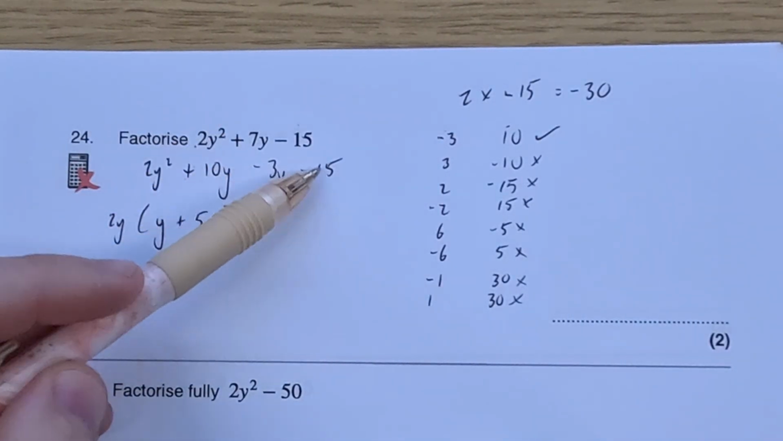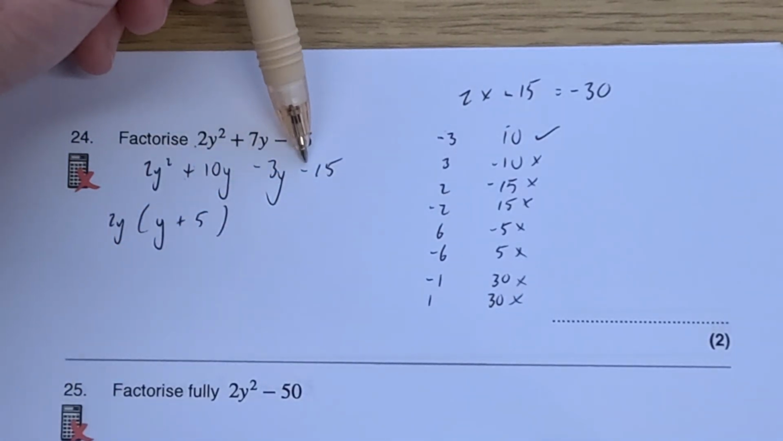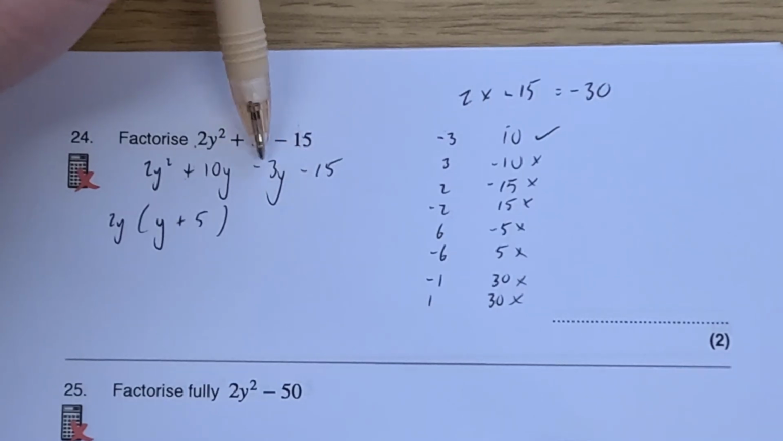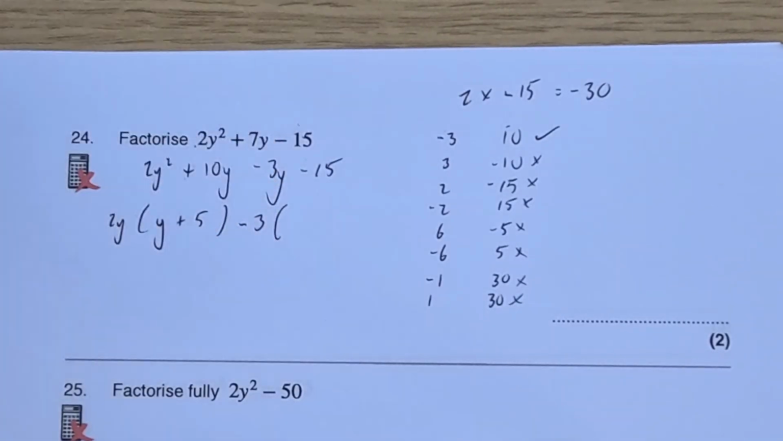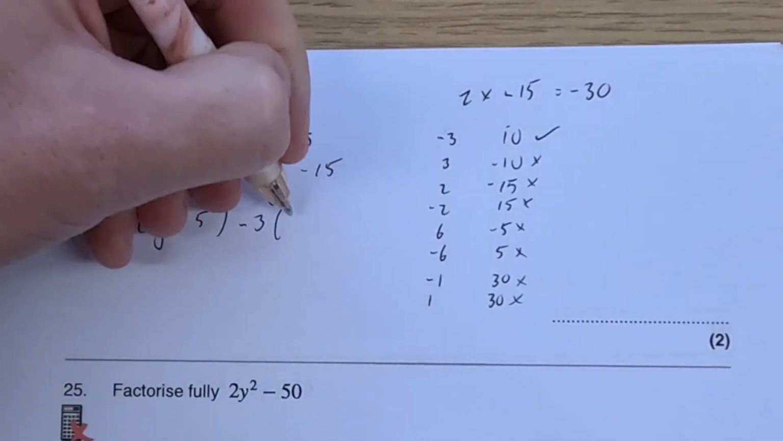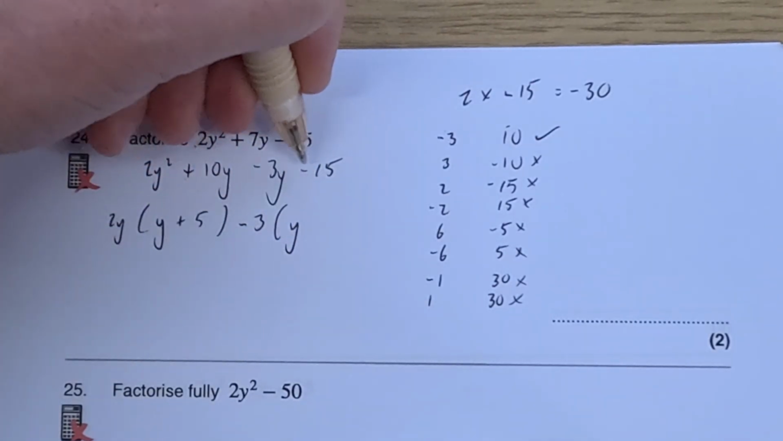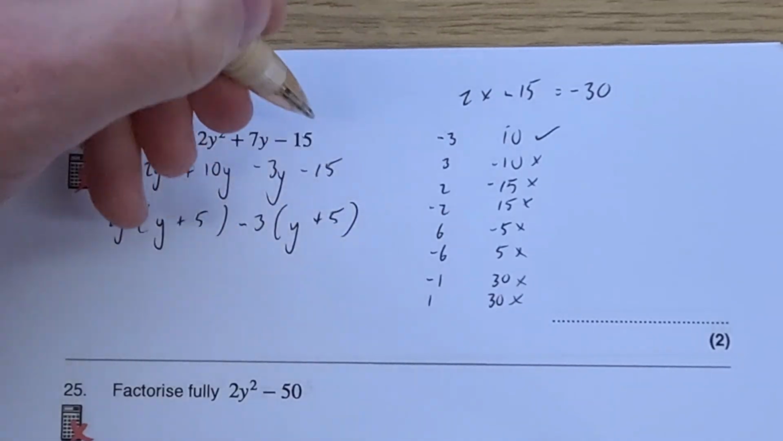Now what we're going to do is factorize these second two terms. So we've got minus 3y minus 15. Both of these terms we can divide by minus 3. So I'm going to take minus 3 out, and then put in brackets, and if I divide both of them by minus 3, minus 3y divided by minus 3 would just be y, and minus 15 divided by minus 3 would be 5, because a negative divided by a negative is a positive.